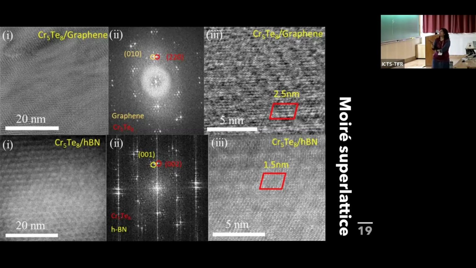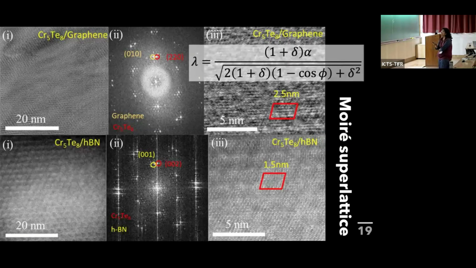Once you index this, you see that this set of peaks corresponds to the 220 plane of chromium telluride, and the yellow one here corresponds to the 010 plane of graphene. So what happens is that the system is trying to align in such a way that it has a commensurate structure. Even though you have a very large lattice misfit between the two lattices of graphene and chromium telluride, a commensurate lattice is formed once you grow one on top of the other.